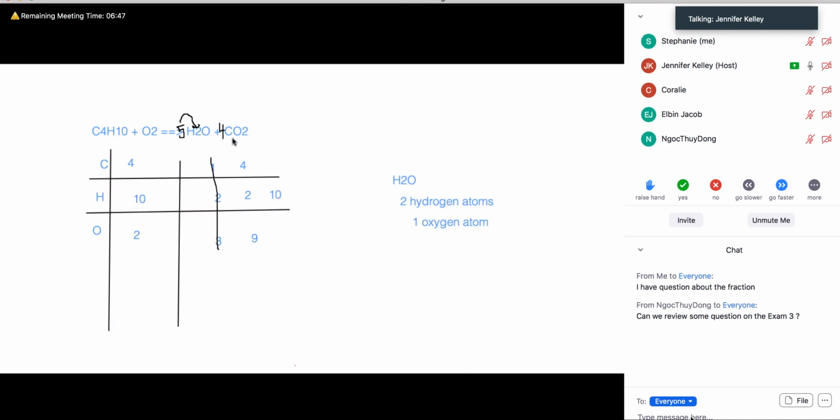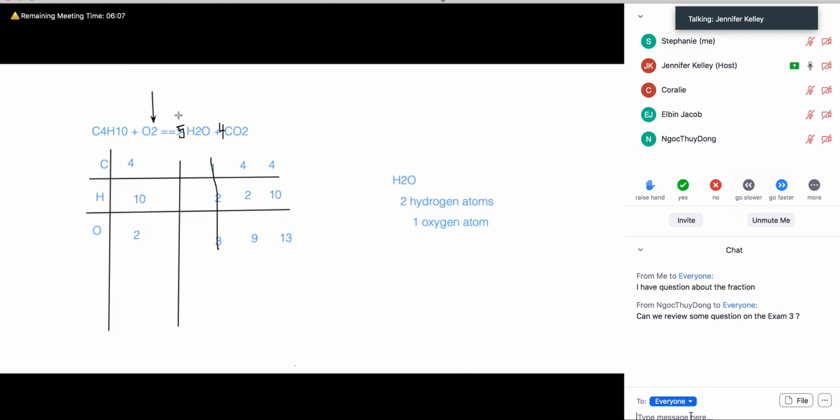And then if I look at the carbon, I still have 4 carbon. And the oxygen, now I have 8 oxygen from carbon dioxide and 5 oxygen from the water. So that's going to be 13 oxygen. So the carbon matches and the hydrogen matches, but the oxygen is off. And the problem with the oxygen is that with this 2 there, there's nothing I can multiply it by that's a whole number that's going to give me anything that isn't even.